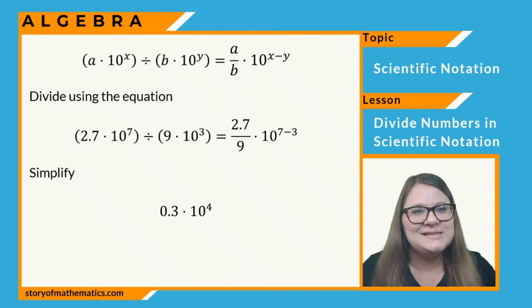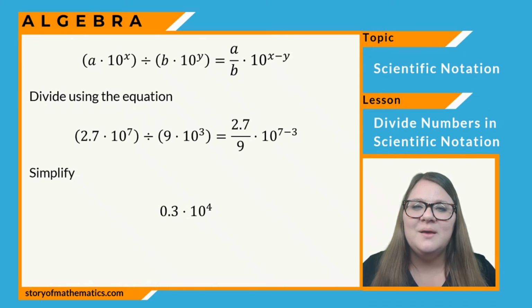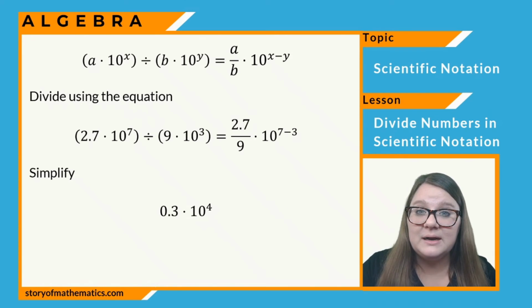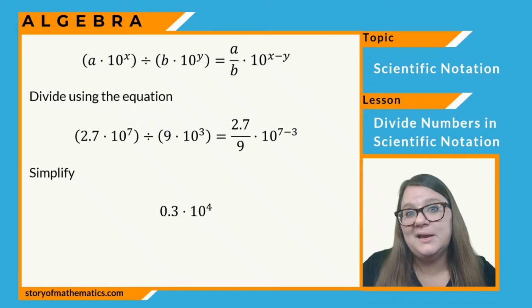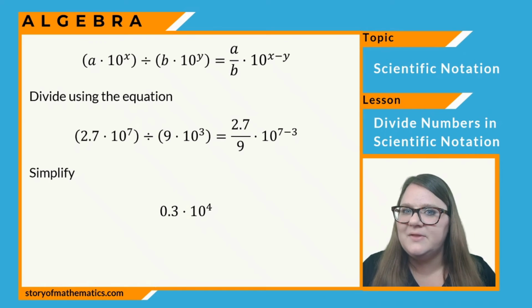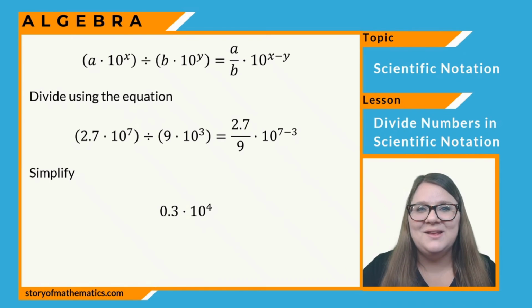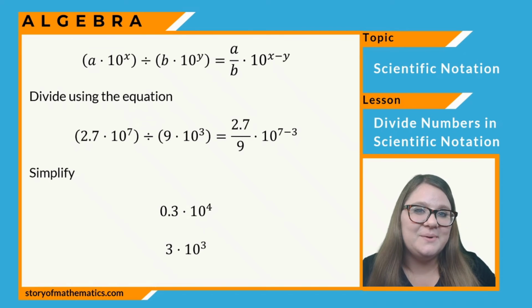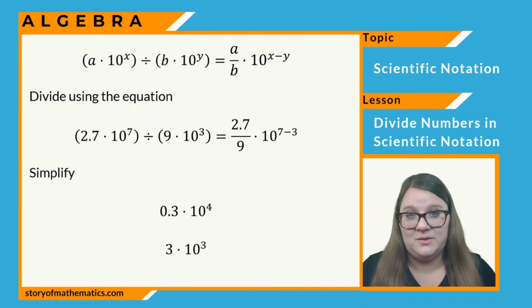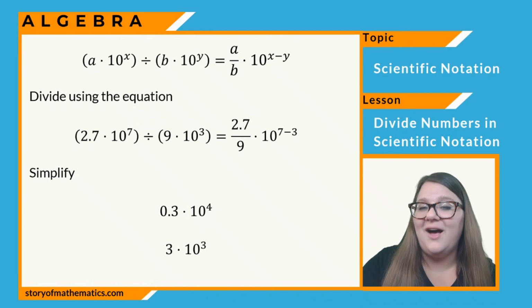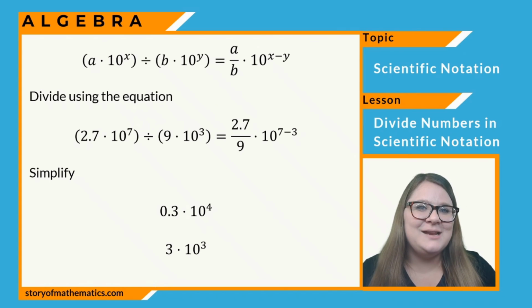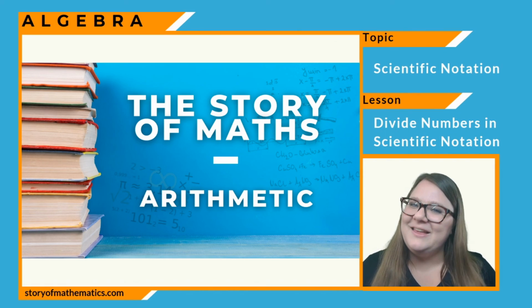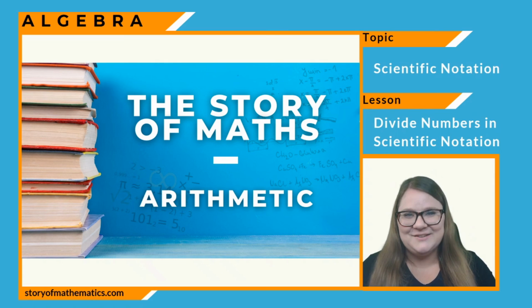But this actually isn't in scientific notation because that first number doesn't have a number in the ones place. So I do need to move the decimal point once to the right, which actually reduces my exponent by 1. So instead of 0.3 times 10 to the 4th, I'll have 3 times 10 to the 3rd. And that's how you divide numbers in scientific notation.